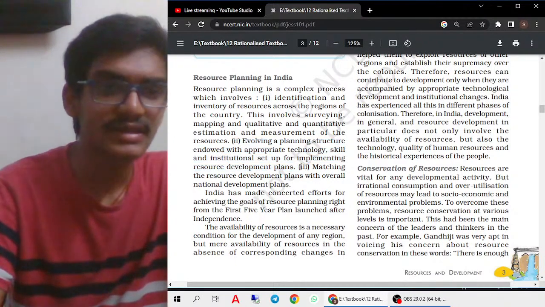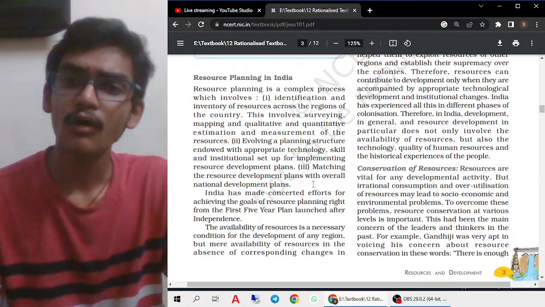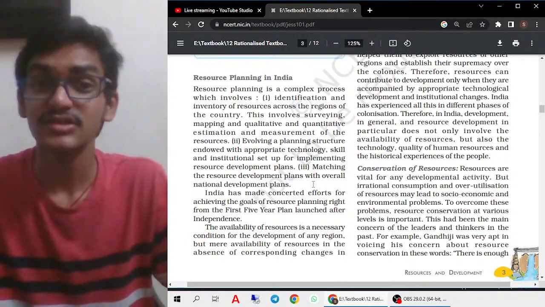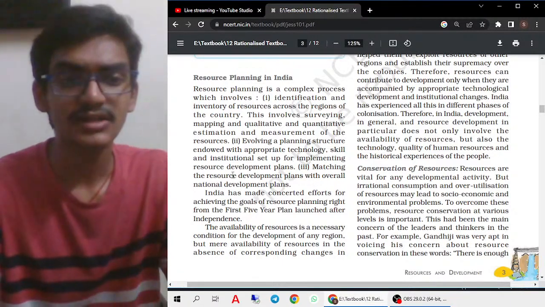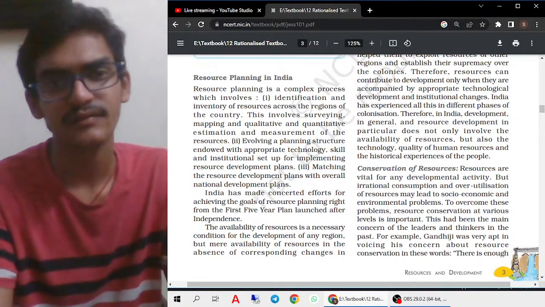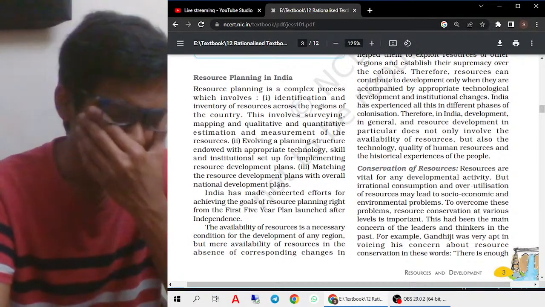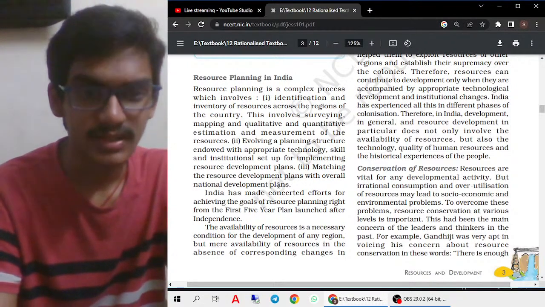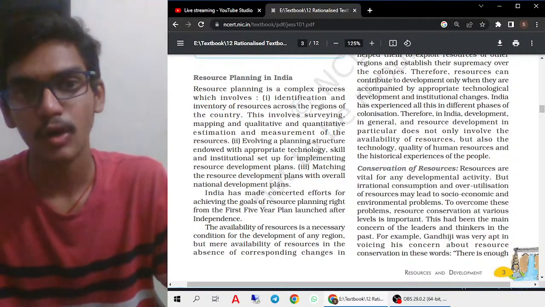Now the third most important thing is matching the resource development plans with the overall national development plans. That means we have to also include all the costs. We must know about the different financial resources which are required for the extraction process and everything. So we are going to see the resource development plans with the overall national development plans, and the financial fund which is required for it. Okay. Now let us see that India has mainly concentrated on achieving this. So in the first 5-year plan also, many plans were brought out for resource planning.